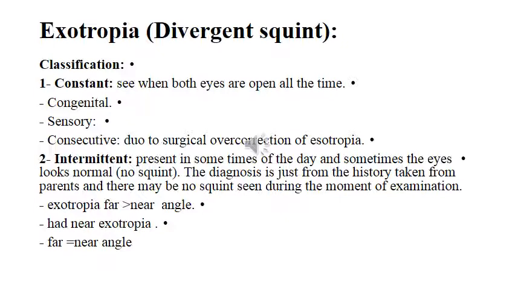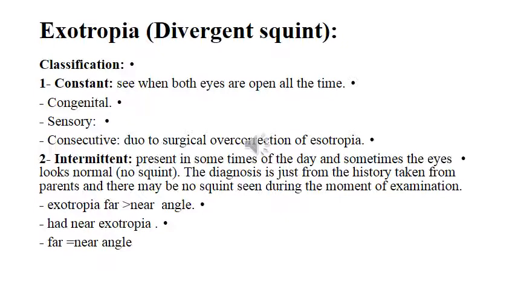A patient with esotropia in need for surgery. We did surgery, we corrected, but we gave more correction. Sometimes this mistake can happen. This is an overcorrection of esotropia. So the patient was esotropic, now exotropic. We call it consecutive exotropia. Consecutive is always post-surgical overcorrection. Let's discuss the congenital variety.